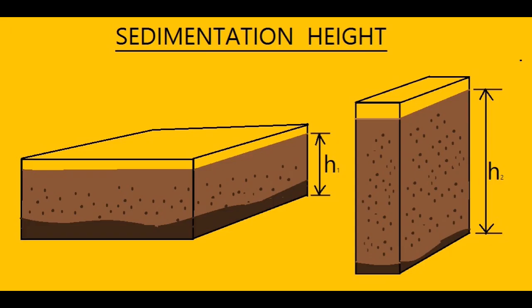Let's see one more scenario here. Consider two tanks with the same volume. The height of tank number 1 is less than number 2, therefore the sedimentation process is faster in tank number 1. So the sedimentation height also affects the process.